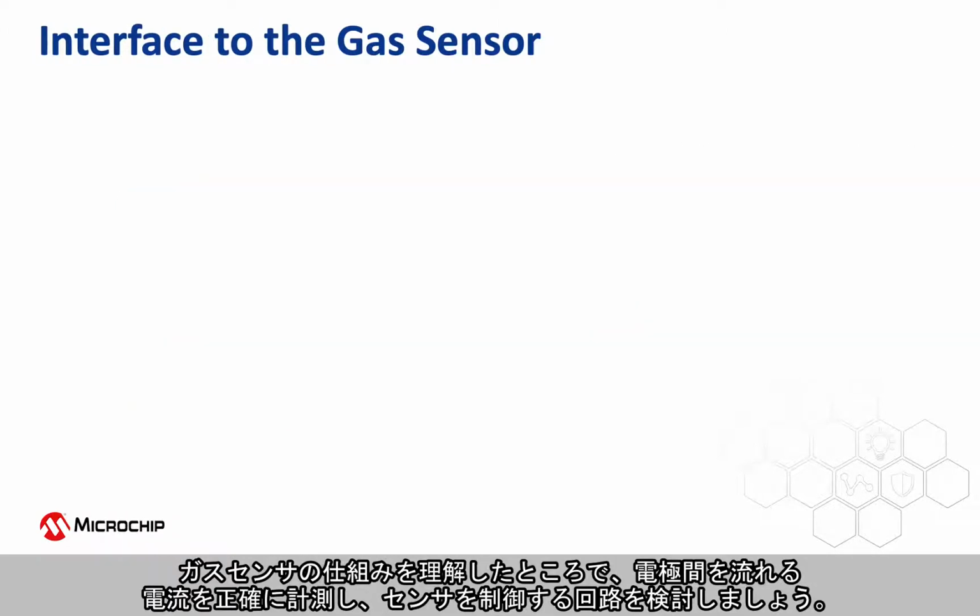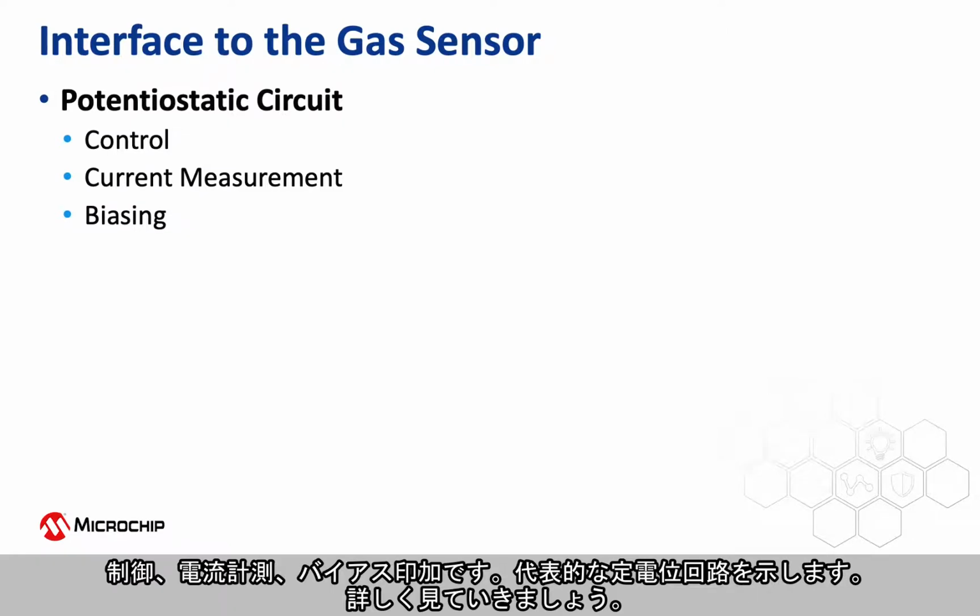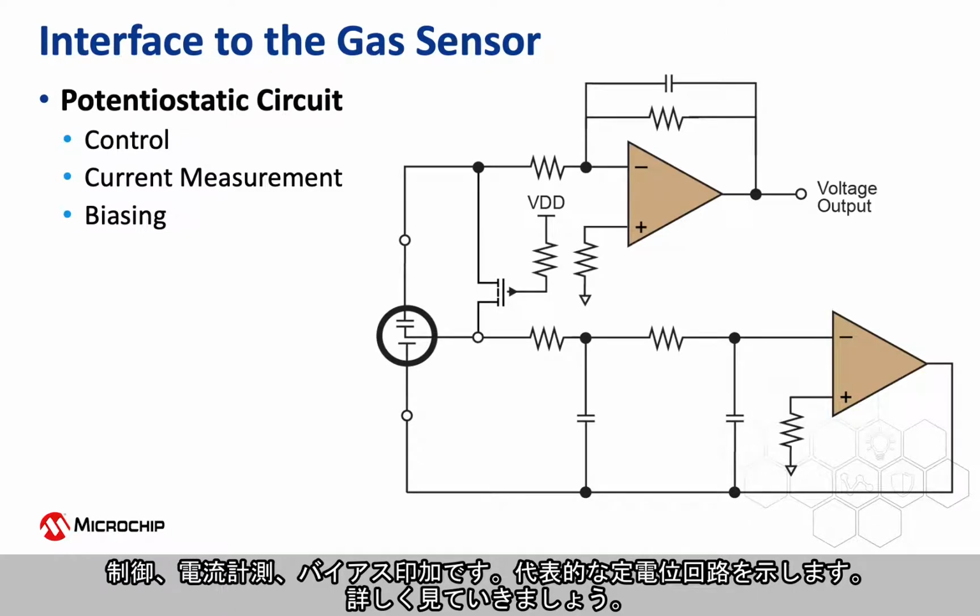Now that we understand the fundamentals of how a gas sensor works, let's explore the external circuitry required to properly measure the current that flows between the electrodes and to provide control for the sensor. This circuitry is called a potentiostatic circuit and serves 3 main functions: control, current measurement, and biasing. A typical potentiostatic circuit is shown here, which we will now explore in more detail.